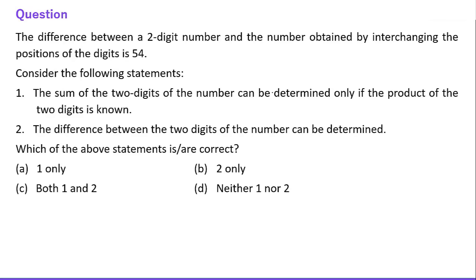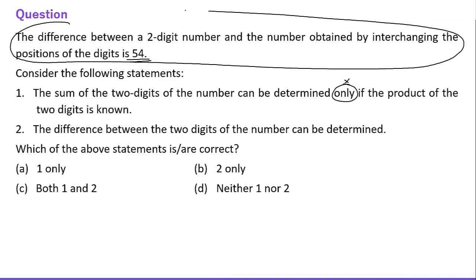Next question is, the difference between a two-digit number and the number obtained by interchanging the positions of the digits is 54. All right. Consider the following statements. The sum of the two digits of the number can be determined only if the product of the two digits is given. After that, the difference between the two digits of the number can be determined. Look, the sum of the two digits of the number can be determined only if the product is given. The word only should not be there, but yes, this is the correct choice. But the word only is not there. Only is a bit confusing, because obviously we can find the sum of digits also if only this information is given, right? This original information is given to us, so we can find the number, right?